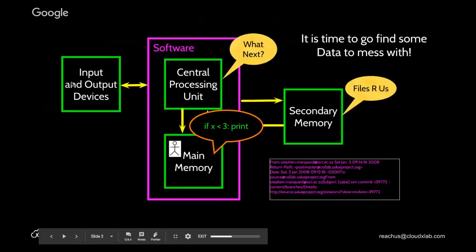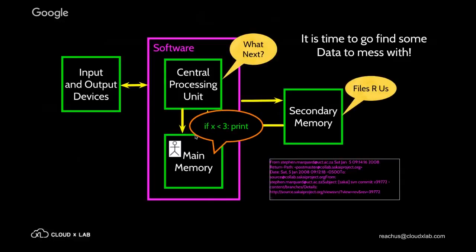So basically, whenever we did if x is lesser than 3, x was in the main memory. Okay, in the main memory. And all of these instructions and everything are generally kept in the main memory.